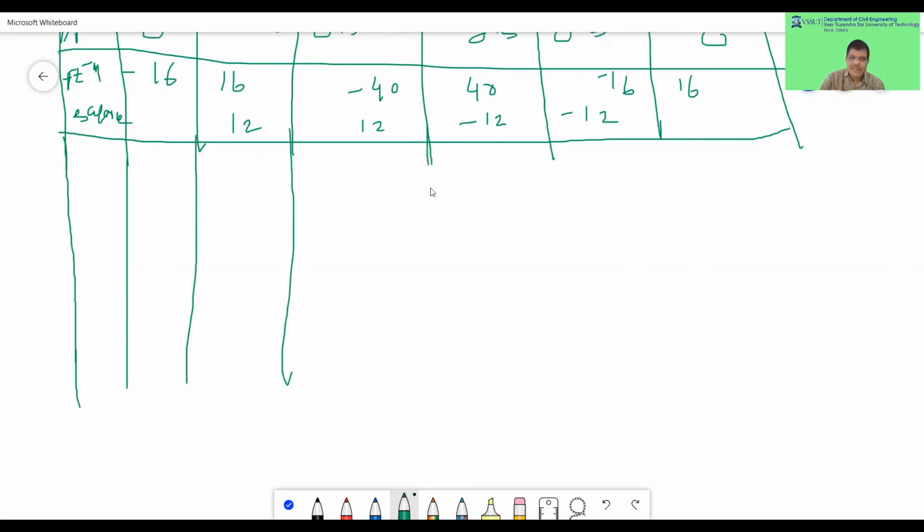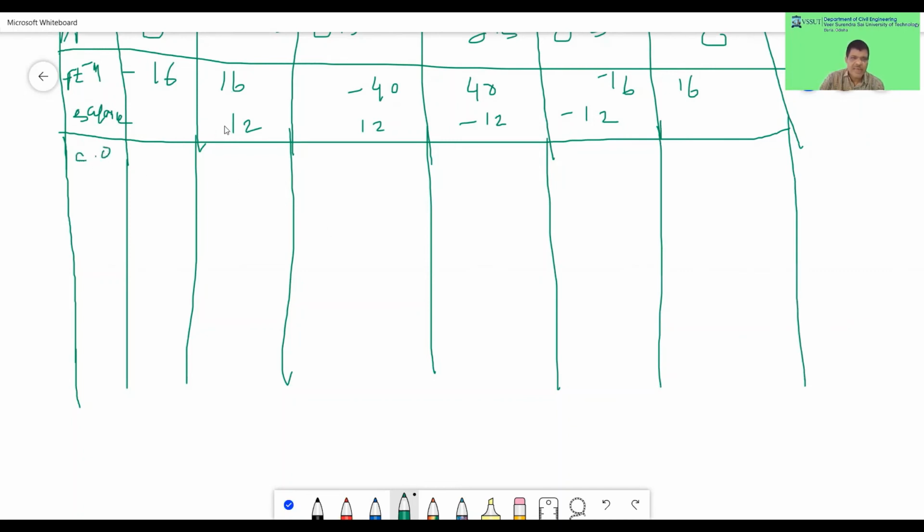Okay, but you'll see they are symmetrical, so we'll find some symmetry in these distributions of moment. Now you come to carryover. It will carry from here to here, so 6. Then here to here minus 6, and here to here it will be plus 6, and from here to here it will be minus 6. Now balance it. Now it is minus 6 here.